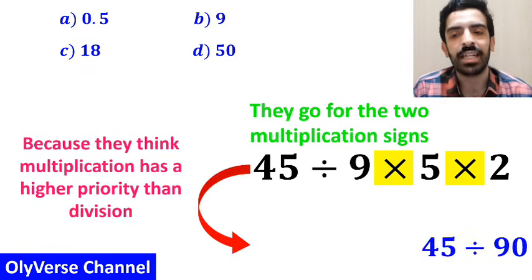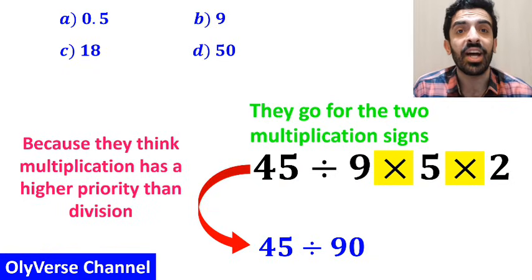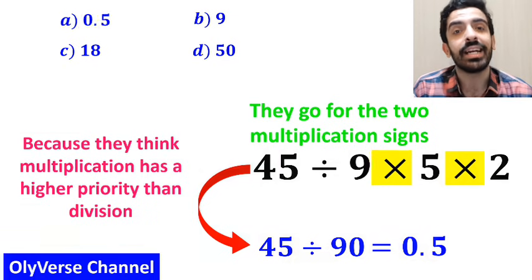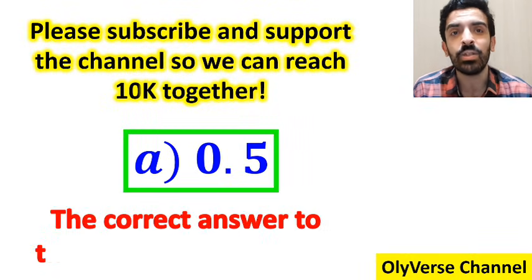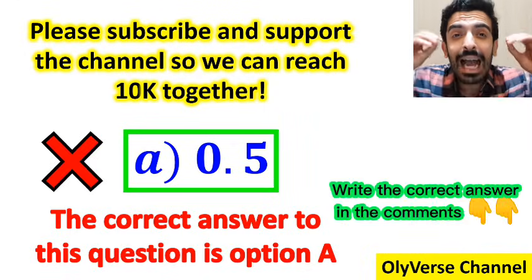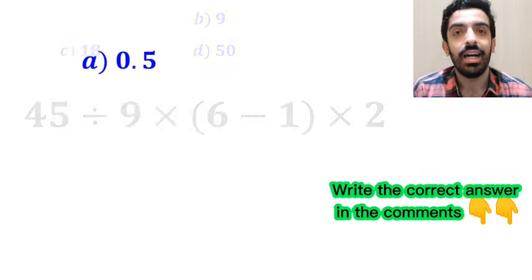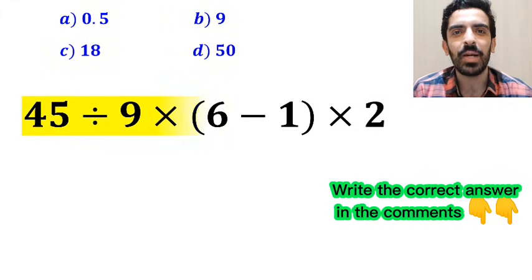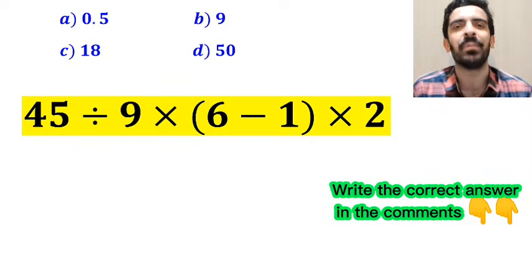So, instead of this expression, they write 45 divided by 90, which finally gives them the answer 0.5. And immediately, they conclude that the correct answer to this question is option A. However, this answer is absolutely wrong. Alright, now let me explain step by step how to solve this expression properly.